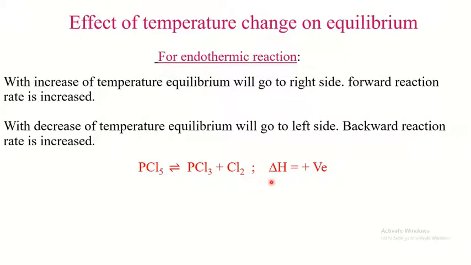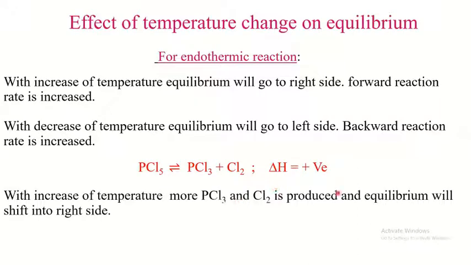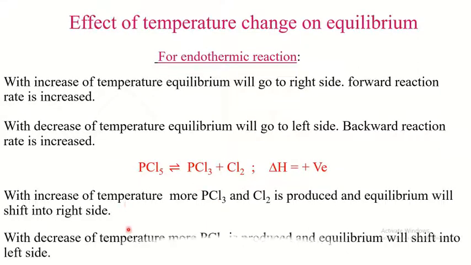Now in this reaction, if temperature is increased, then forward reaction rate will be increased. That means more phosphorus pentachloride will be decomposed to produce phosphorus trichloride and chlorine, and equilibrium will shift to the right side. But with decrease of temperature, the products phosphorus trichloride and chlorine will combine to make more phosphorus pentachloride, and the equilibrium will shift to the left side.